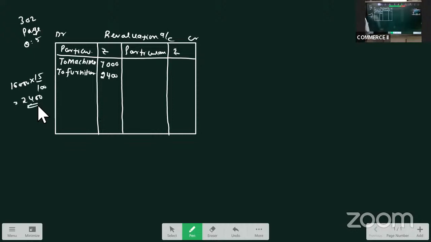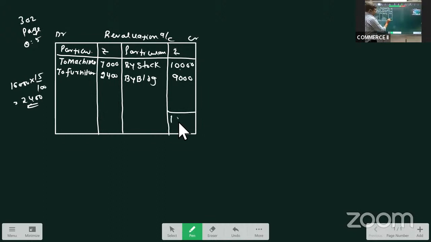Then stock is appreciated. Appreciation will result in gain, so that will be taken on the credit side. Stock is appreciated by 20%. What is the book value of stock? 50,000. On 50,000, 20% is 10,000. Next, building is appreciated by 10%. The value of building given in the balance sheet is 90,000 and it is to be appreciated by 10%. 10% of 90,000 would be 9,000. Anything else? Nothing. So let us close this.